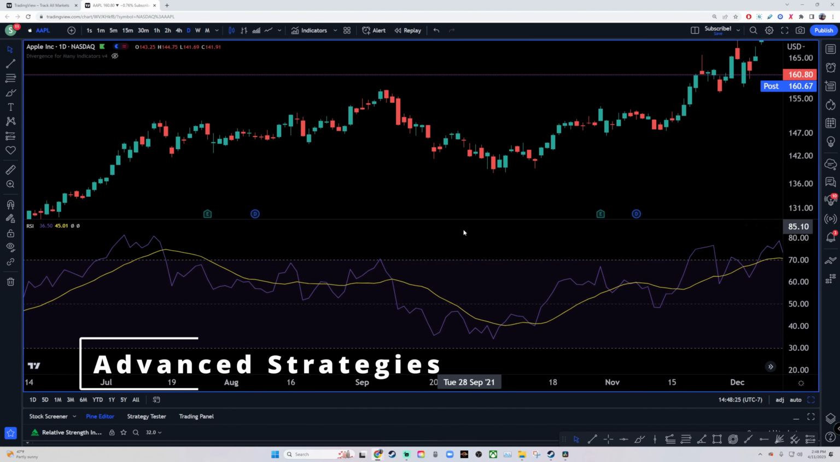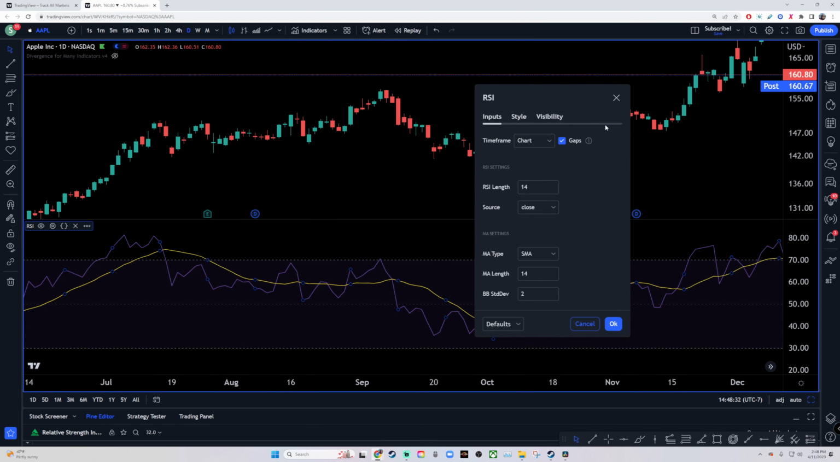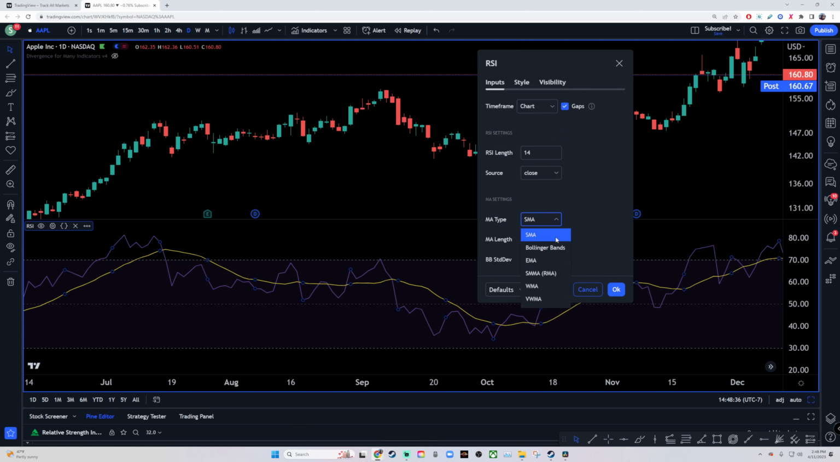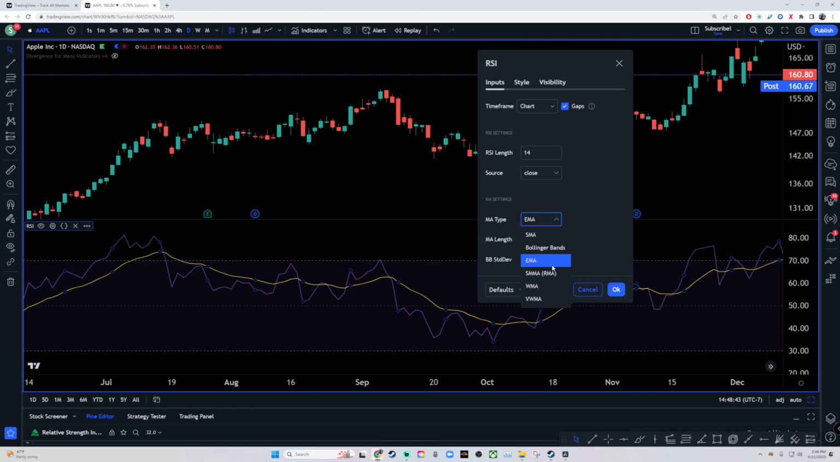Now that we have gone over the basic strategies, it's now time to look at some more advanced ones that are often ignored by other investors on YouTube. That means changing up the moving averages within the indicator itself. Using different types of moving averages with the RSI can provide various insights into the market momentum and potential trade signals.